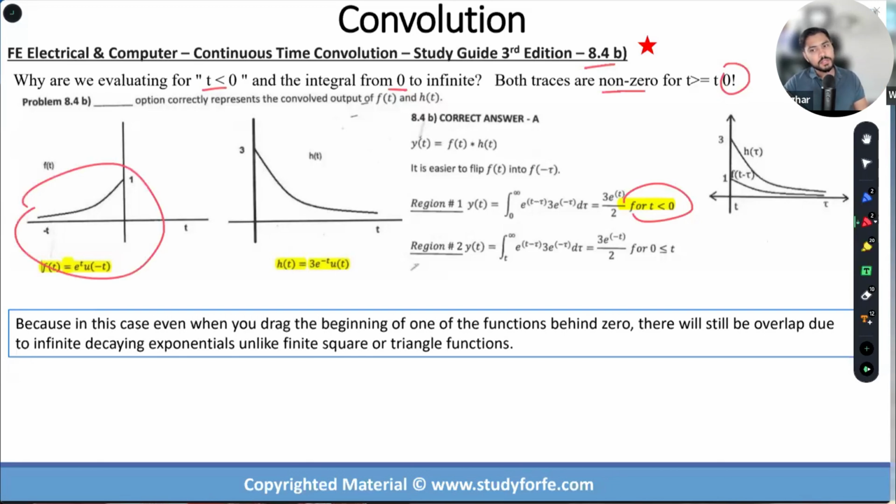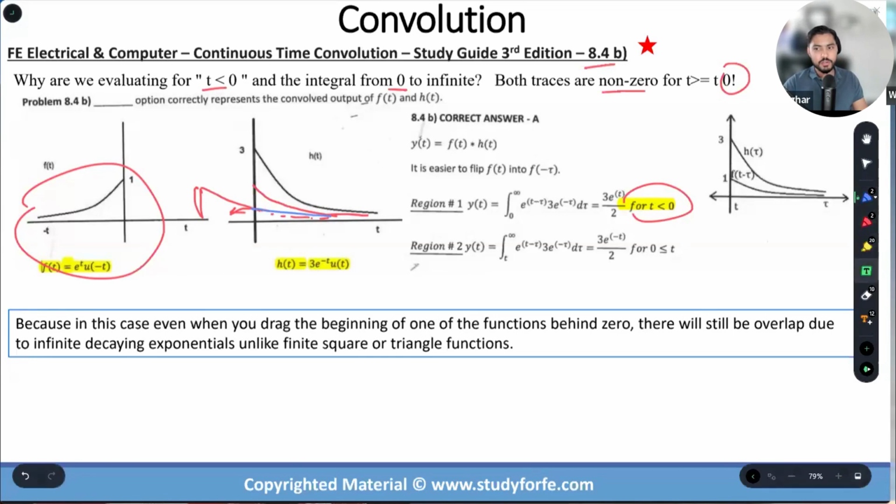Now, the interesting thing about this, guys, is that when you flip this function, imagine I flip this function and this is how it is looking like. Correct? Now, the fact of the matter is that for t less than 0, even if we were to drag it out, the fact is that its tail continues to infinity. If I were to drag this out over here, right, there will be some overlap. Let me show you this here with this portion.